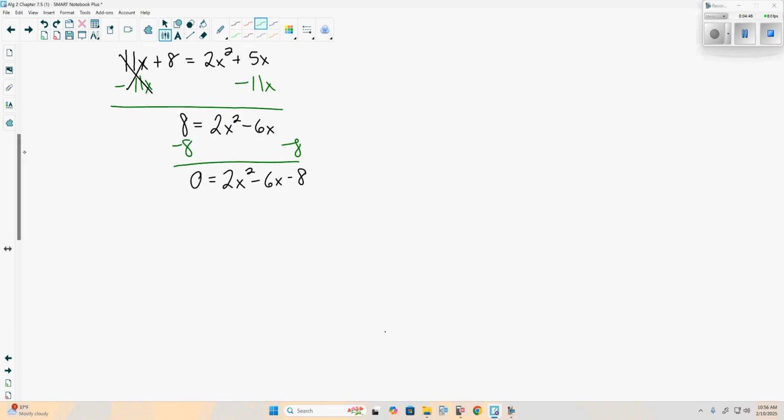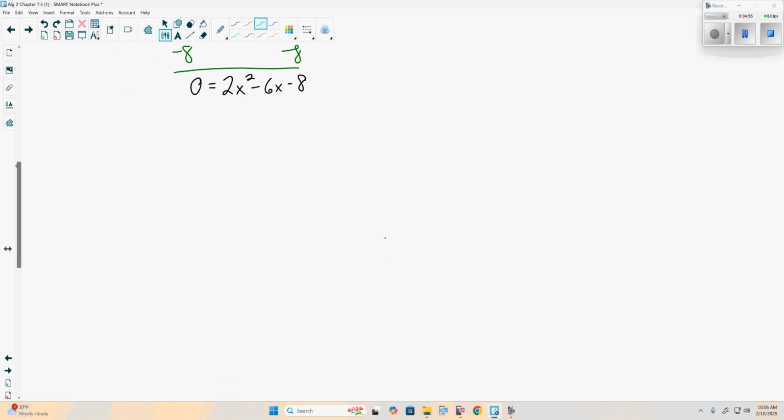Question on how we got this equal to 0? Now, the main reason we got it equal to 0 is because we want to try factoring this. Because if we can factor it and get multiple sets of parentheses, or multiple things being multiplied together to equal 0, one of them is going to have to be 0.